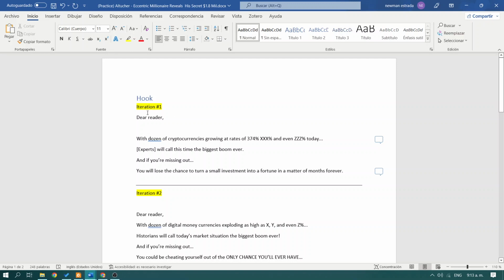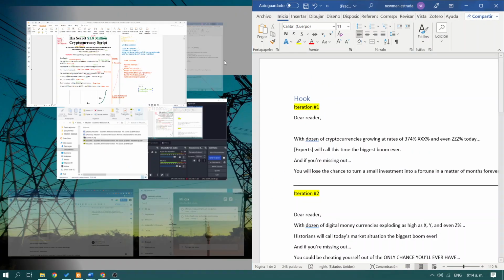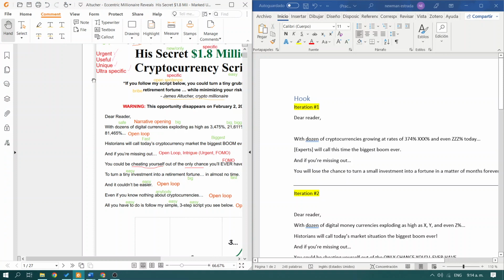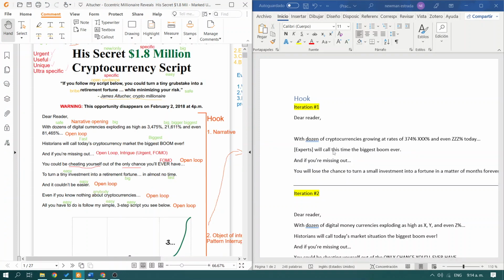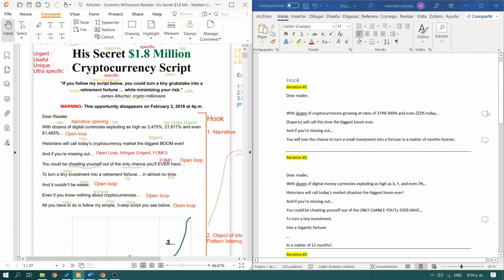And this is my first iteration of the hook. Dear reader, with dozens of cryptocurrencies growing at rates of blah blah blah today, experts will call this the biggest boom ever. And if you're missing out, you will lose a chance to turn a small investment into a fortune in a matter of months forever. That's what I wrote yesterday, trying to emulate his style. And then I compare and I notice some things that I could do better.